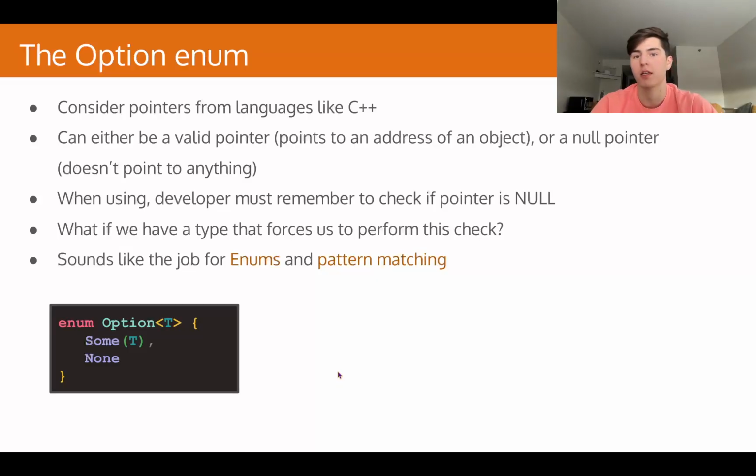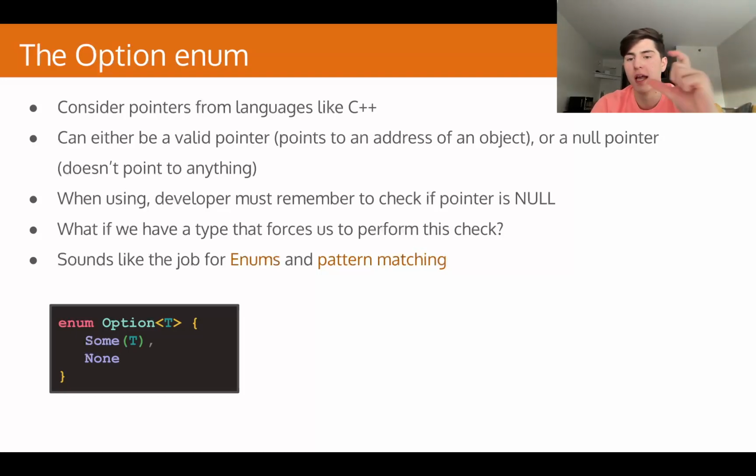So this is the option enum we covered last lecture. Consider a pointer from C++. It can either point to somewhere on your computer, or it can point to 0, a null pointer, which is essentially used as a value that tells you that this is nothing. Nothing goes here.